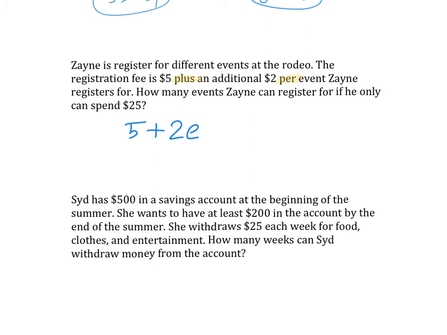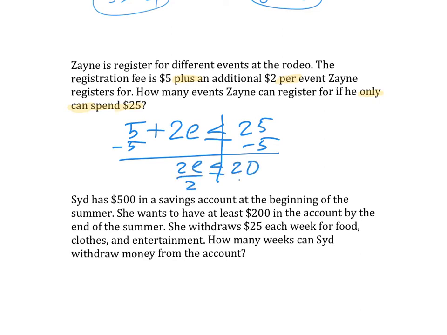So how many events can he register for if he only can spend $25? So he can spend $25. That means it's going to be less than, he can't spend more than that, but he could spend $25. So less than or equal to 25. Okay, so that's our inequality, and now let's solve it. Well, we subtract 5 first on both sides. Then we have 2e is less than or equal to 20. And then we'll divide by 2 on both sides to get that he can register for up to 10 events.